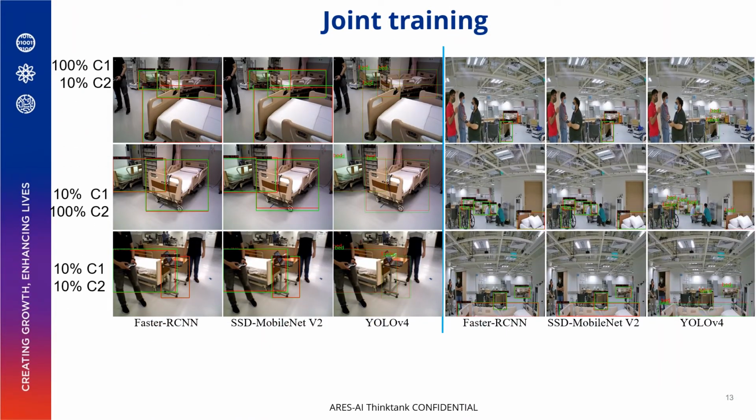These are the visual results for joint training. As you can see, with 10% additional chart2 data, the results on chart2 are much better than before. Similarly, with 10% chart1 data in the training regimen, the results are also much better.